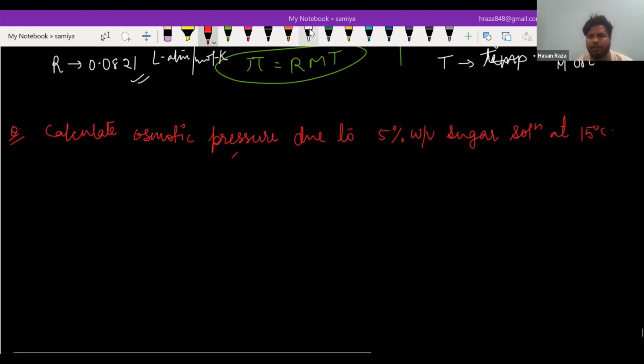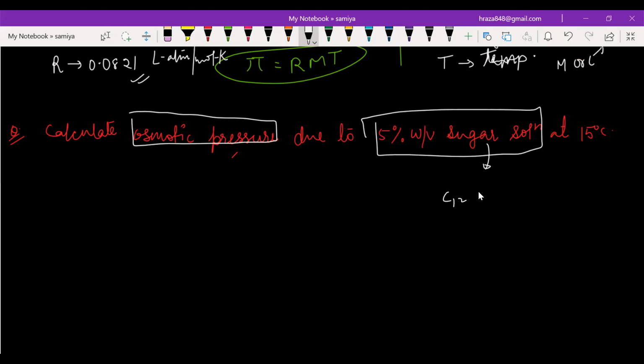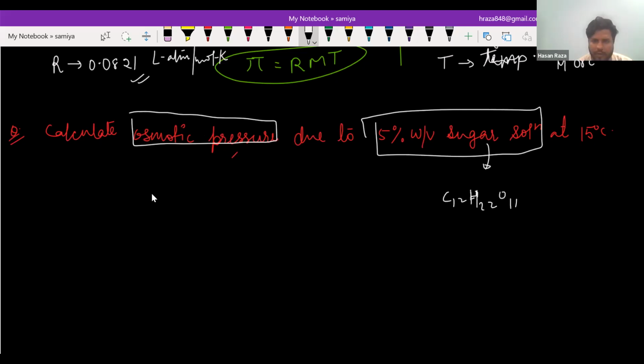Yes, why not? See, Samia, we need to calculate osmotic pressure, and only this is given. Do you know the chemical formula of sugar? What is the chemical formula of sugar? Anyone? C12H22O11. Very good. Now see, what is the formula for osmotic pressure? Pi is equal to MRT.